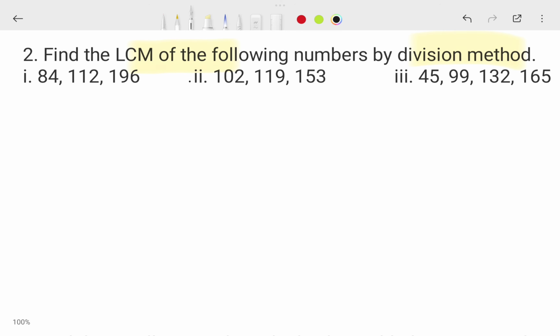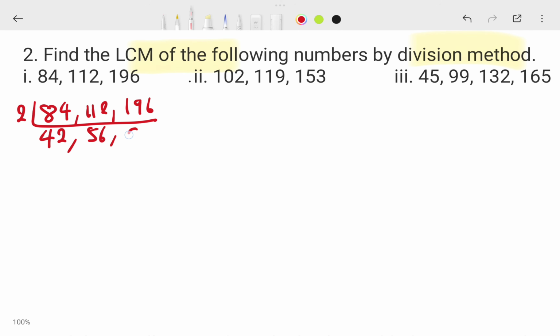This is very simple. We have to do it like this: 84 is there, 112 is there, 196 is there. We have to divide these by some particular number. So let's take 2. In the 2 table, 42 is there, 21 times; 56 is there, 28 times; 98 is there, 49 times.